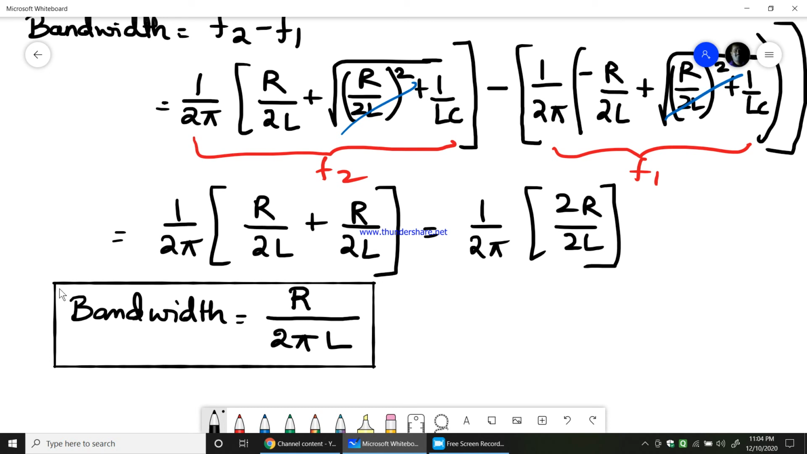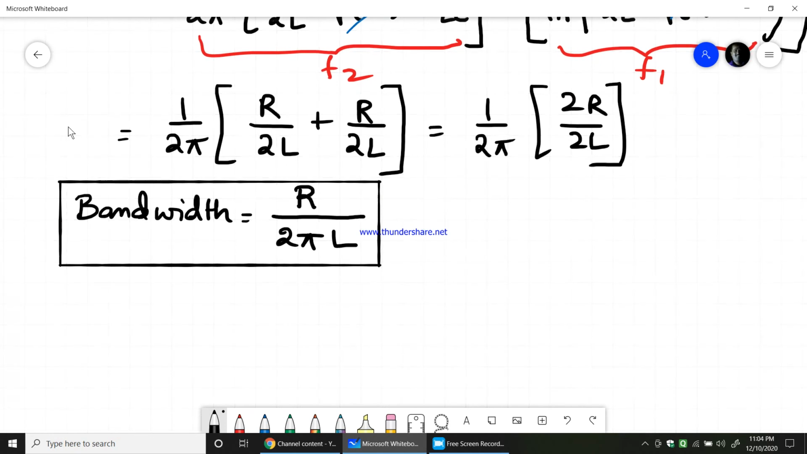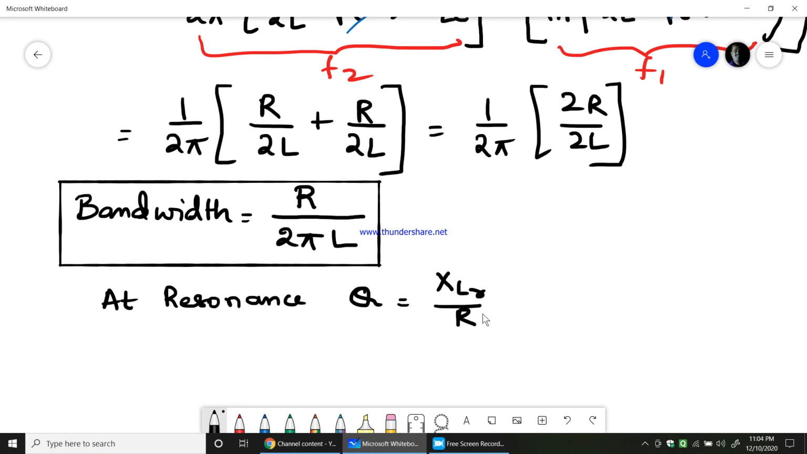Now at resonance we know that the quality factor Q equals XLR by R, where XLR is nothing but omega R into L. Not omega R into LR, omega R into L is what XLR. So omega R is 2 pi FR into L by R.